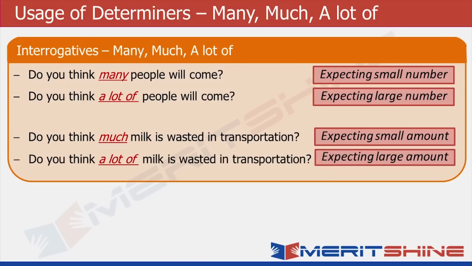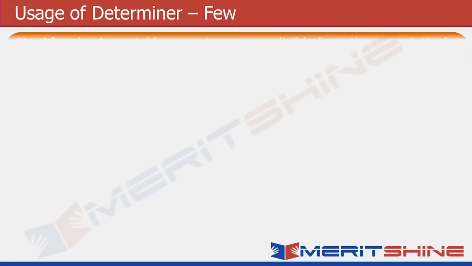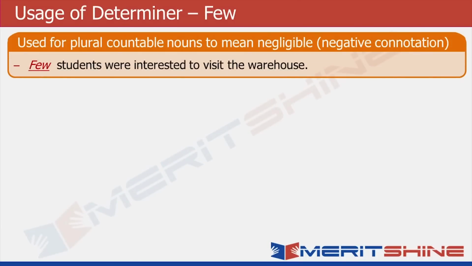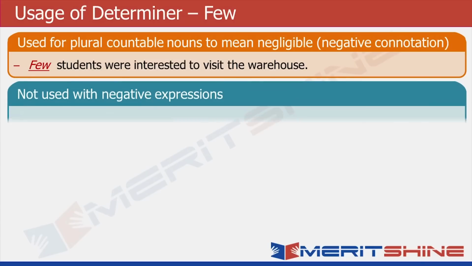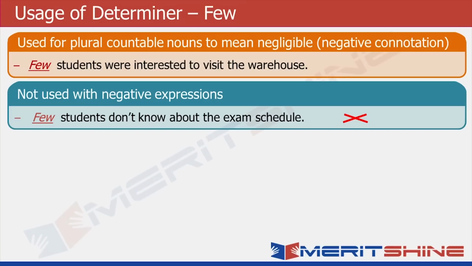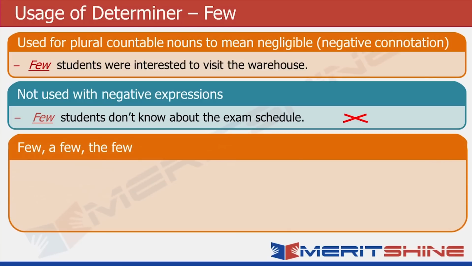The determiner few is used to denote negligible amount of plural countable nouns. Few students were interested to visit the warehouse. Few should not be used with negative expressions. It will be incorrect to say few students don't know about the exam schedule. The other forms of few are a few, the few, etc.